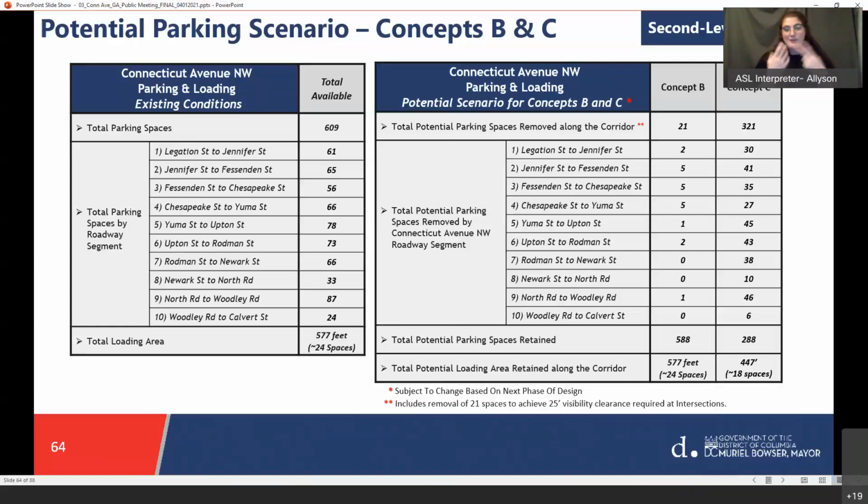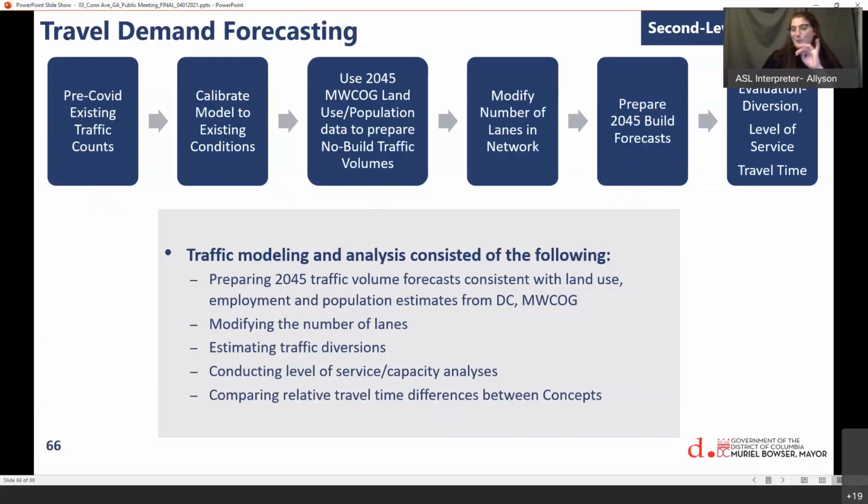Thank you, Michael. I'm going to talk a little bit about travel demand forecasting to give you a little bit of a primer as to how we forecasted our traffic and then some of the limitations of the model. So the first thing we did was we took existing traffic counts, and they were pre-COVID traffic counts. We then used a model and we calibrated the model to existing conditions, and that means we tried to match, and we did match, the existing counts that we took during pre-COVID. We then used the 2045 Metropolitan Washington Council of Governments land use and population and employment data, and that allowed us to prepare no-build traffic volumes.